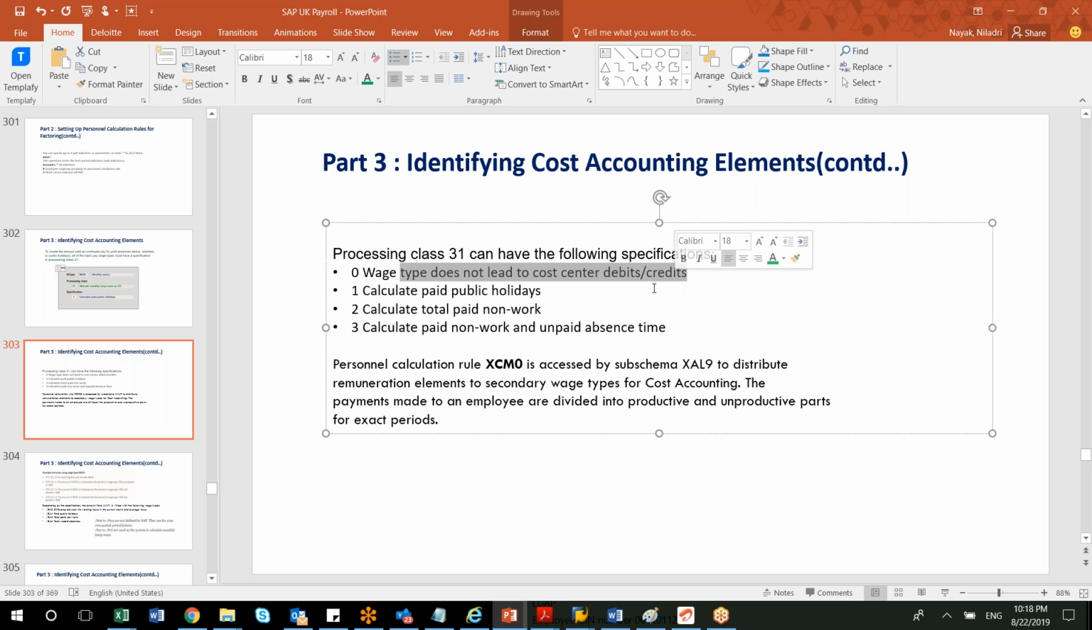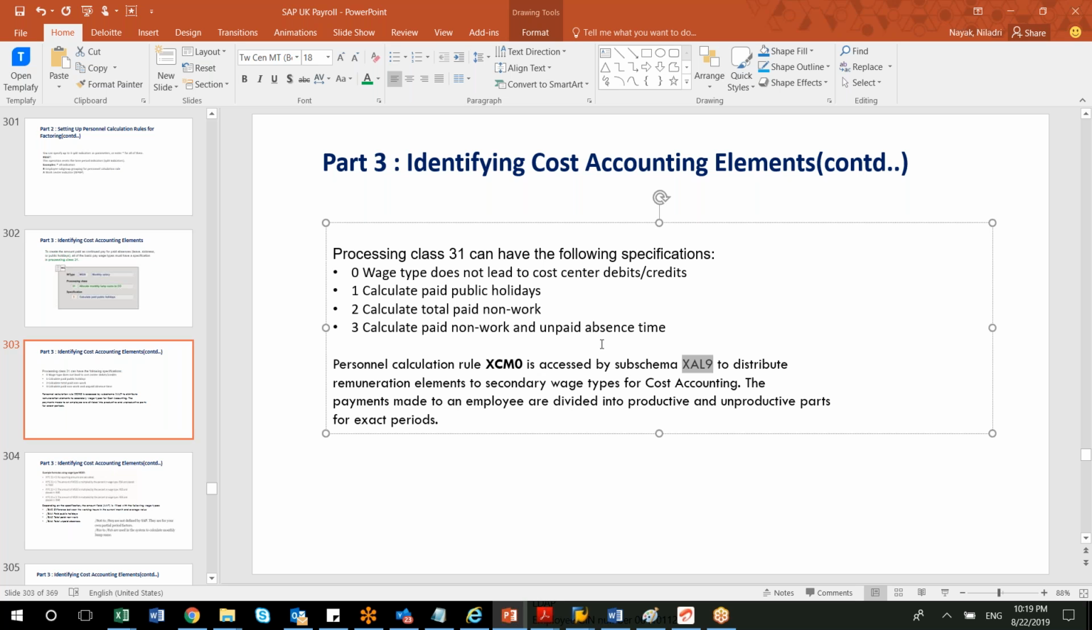This is actually from a payroll posting point of view. Whenever we are doing a posting, how this processing class will ultimately behave is explained here for the cost accounting elements. There is a PCR, personal calculation rule, XCM0. For UK it should be GCM0. It is accessed by a sub schema, XAL9, which will distribute the remuneration element, whatever element you have for that particular period. Accordingly, this wage type cost accounting will be split.